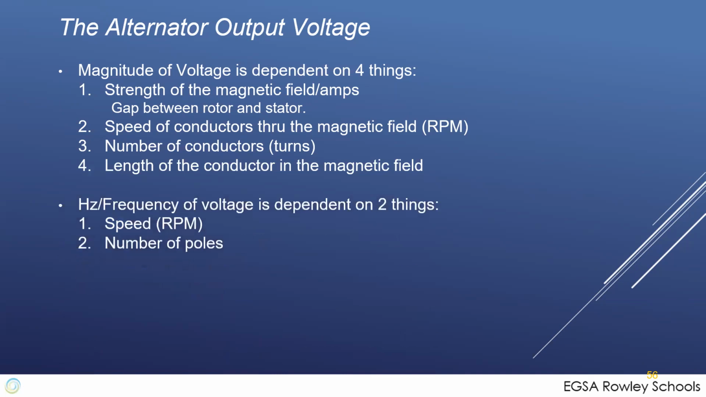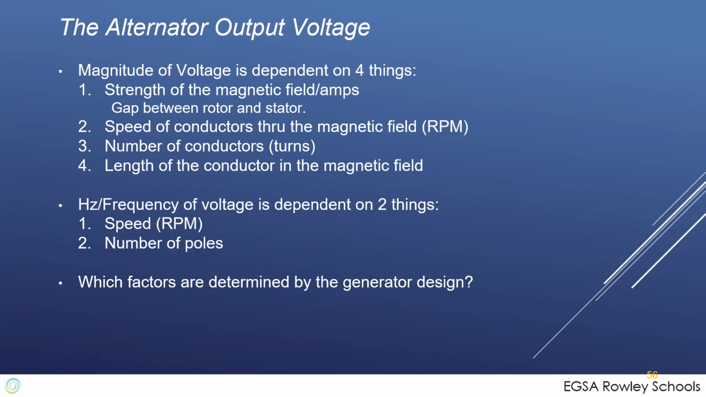Now, the frequency is dependent upon the speed and the number of poles. So how fast we spin this machine varies our frequency, and so does how many poles we designed into it. There's a formula that you've seen or will see talking about the number of poles.